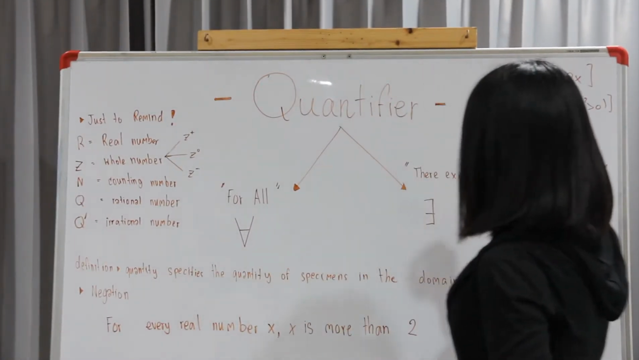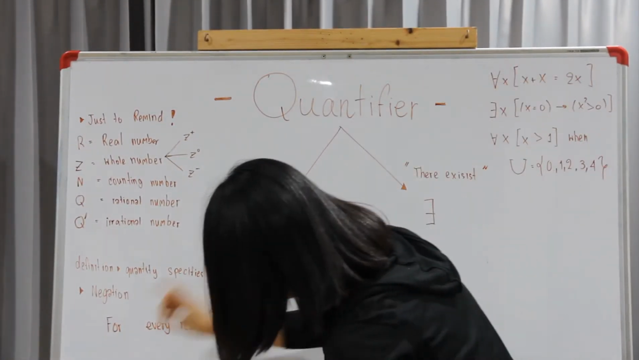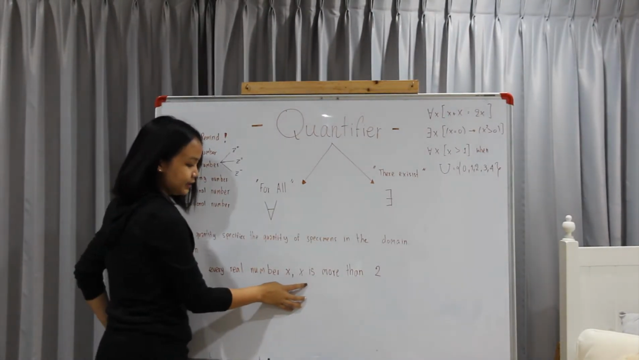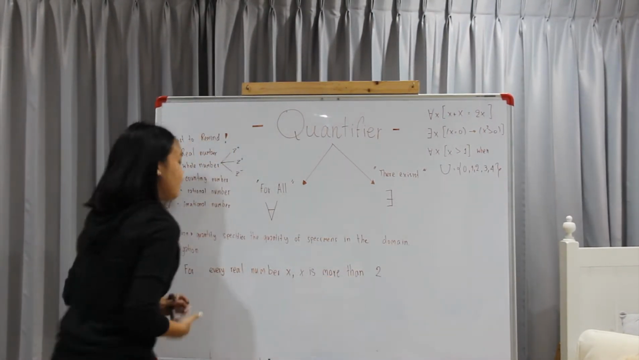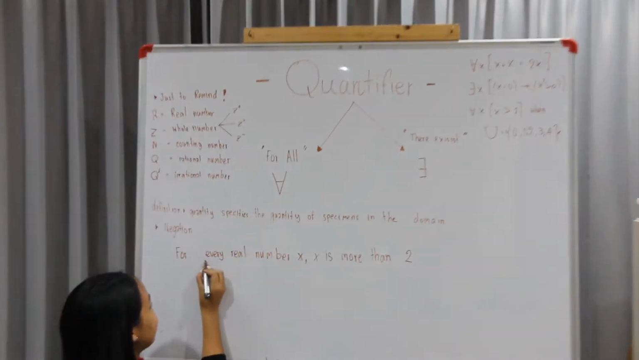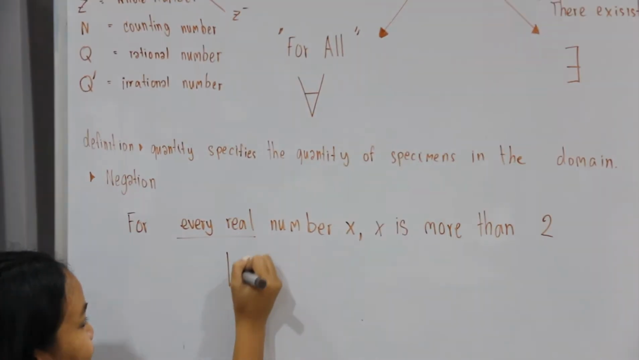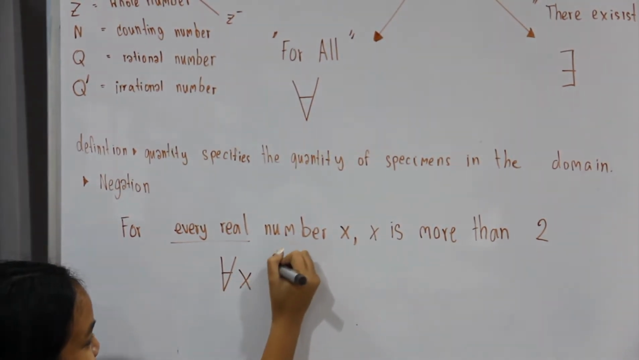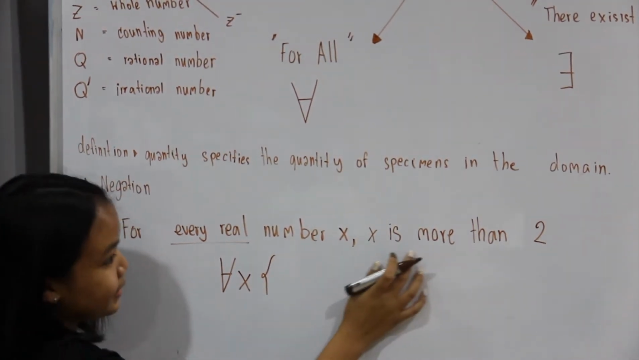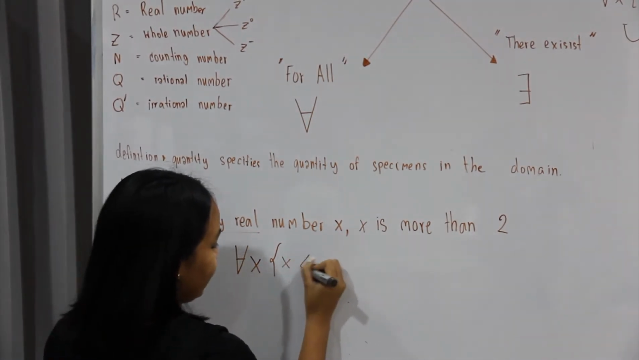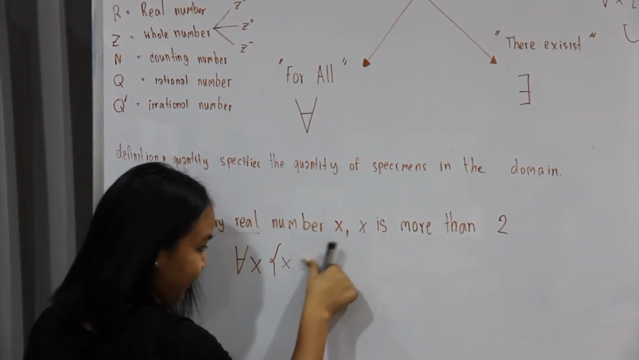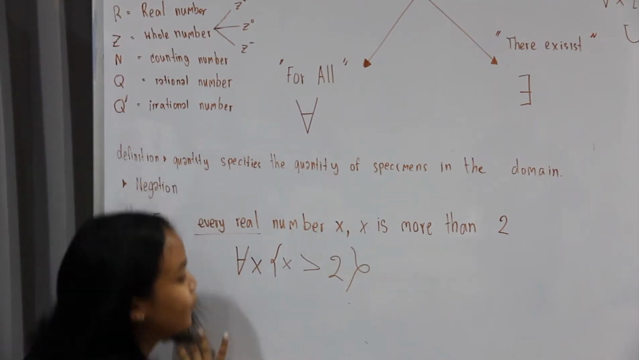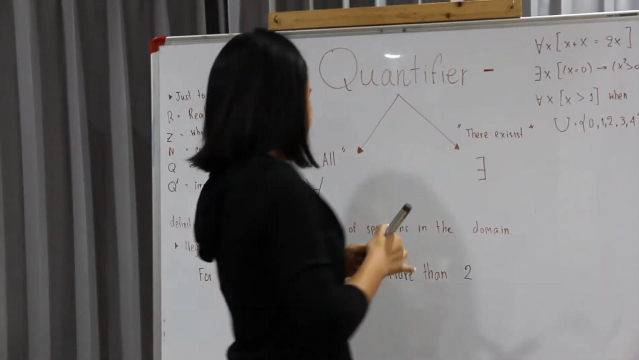Alright, so let's say we got an example here. For every real number x, x is more than 2. Notice every real number, that means you got for all. Real number x. For all x, x is more than 2. Oops, sorry. So that means every real number is more than 2.